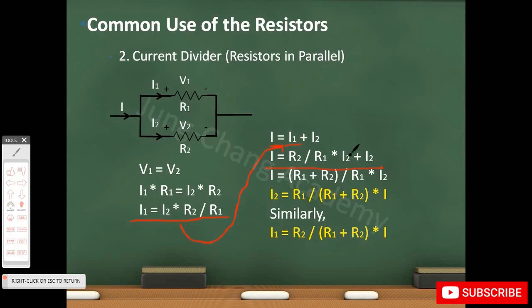Now if we take out the common factor I2, we'll end up with I equals this whole thing times I2. And because we want to write I2 in terms of I, we'll take this whole thing on the other side. And we'll get I2 equals R1 divided by R1 plus R2 times I. Similarly, we can find I1 by subtracting I2 from the total current I, and this is what we'll get. Notice that the ratio of the currents I1 and I2 is just R2 to R1.